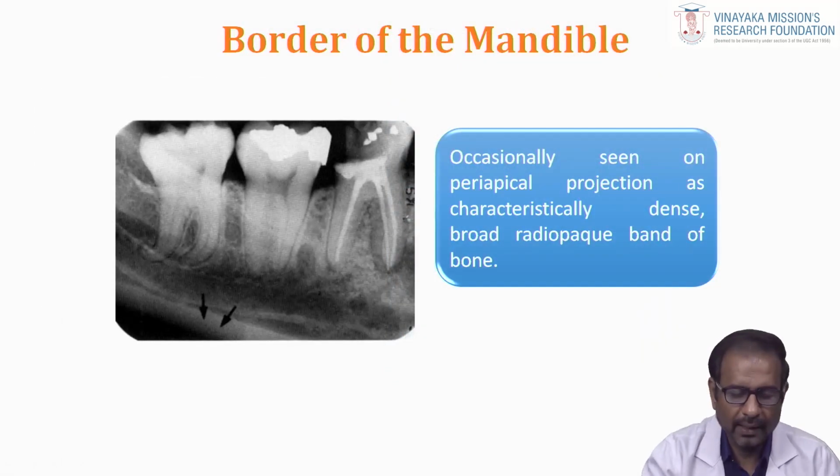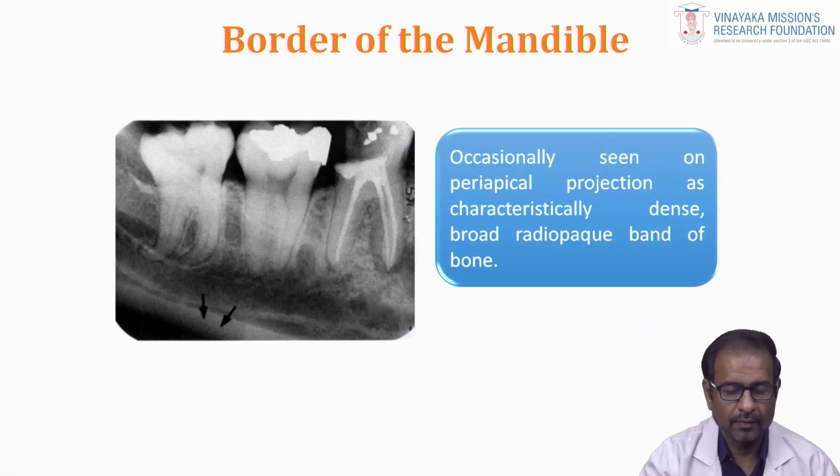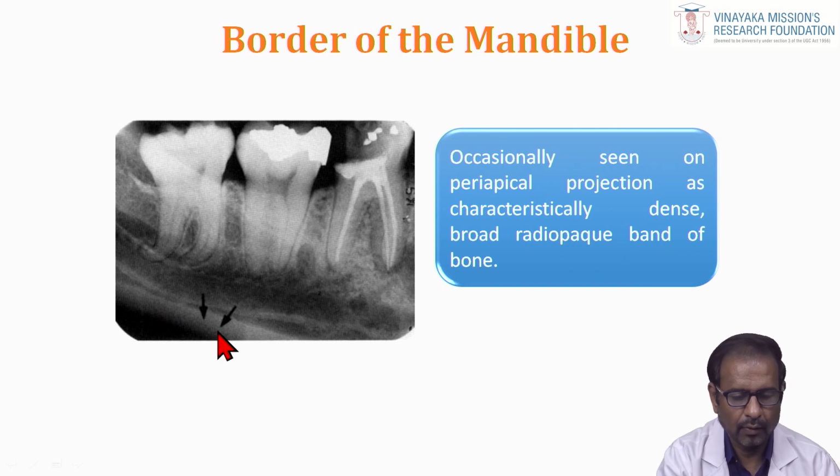Next, the lower border of the mandible. Occasionally, the lower border of the mandible is seen in the radiograph, occasionally in the periapical projection. It is visible as a broad radiopaque border of the bone.